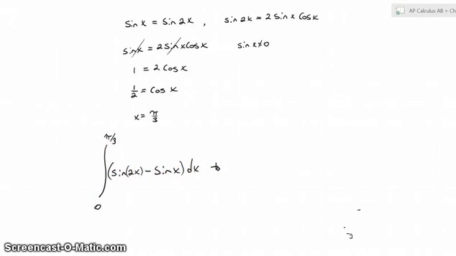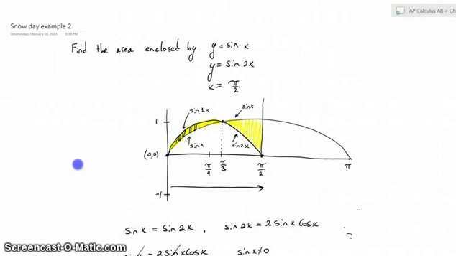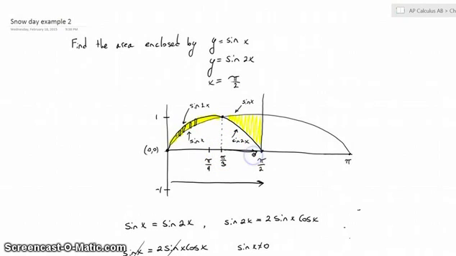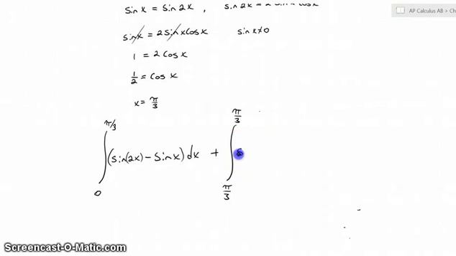And then we need to add in the second region. So we're going to be integrating from pi over 3 to pi over 2, which is this piece here. And in this case, sine x is on top and sine 2x is on bottom. So that's our integrals. Now we just need to integrate it.